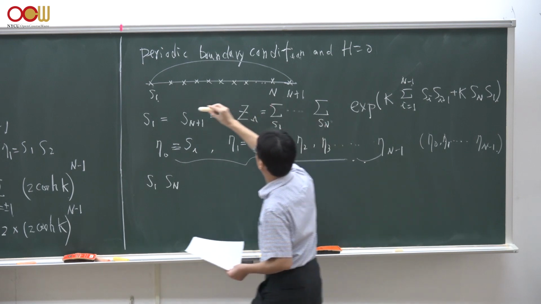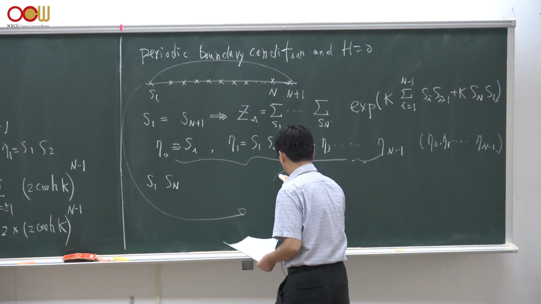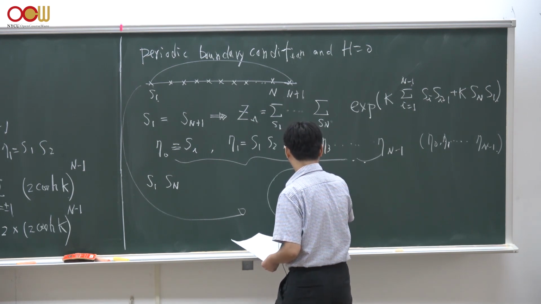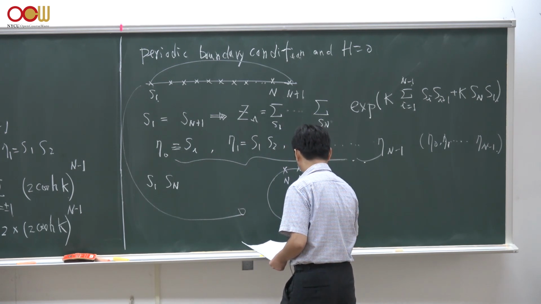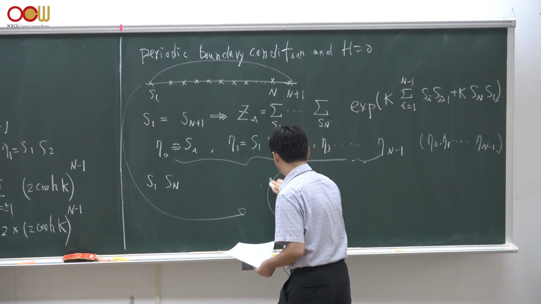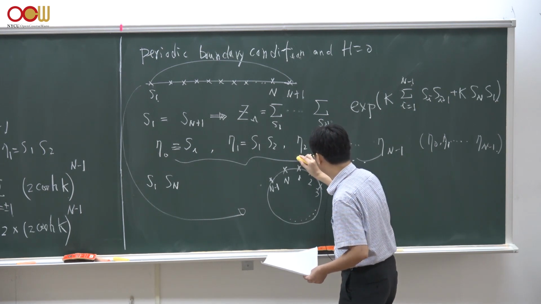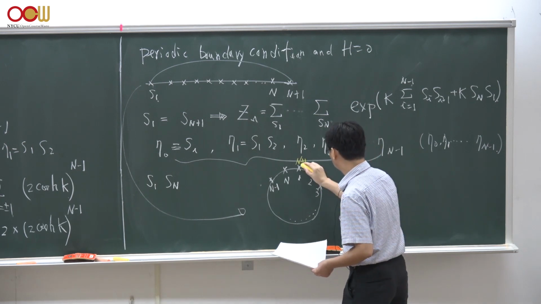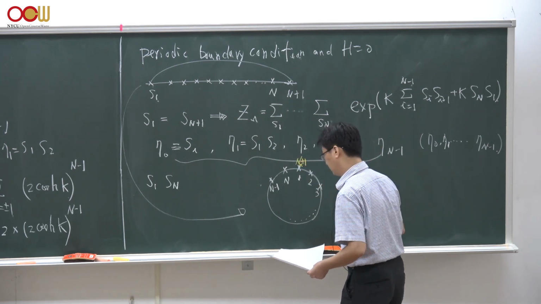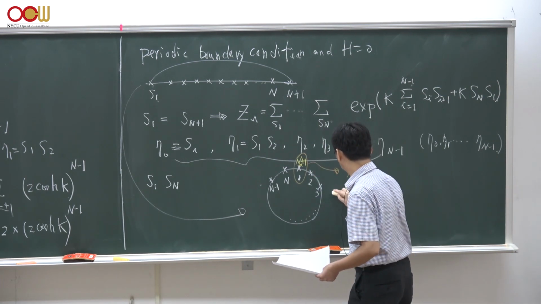In this periodic boundary condition, it is more convenient to use a circle or a ring to describe such an Ising chain on a ring. So this is S1 and this is Sn, and so on and so forth. This is n minus 1. You can see that if I have one more site after n spins, then this n plus 1 spin is the same as S1. So this is what we call the periodic boundary condition.